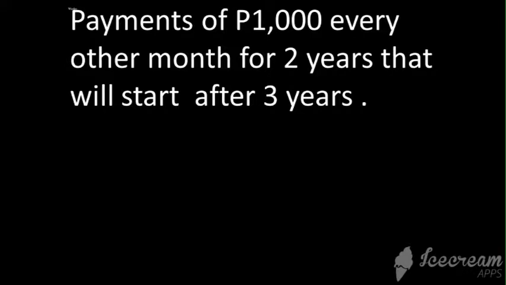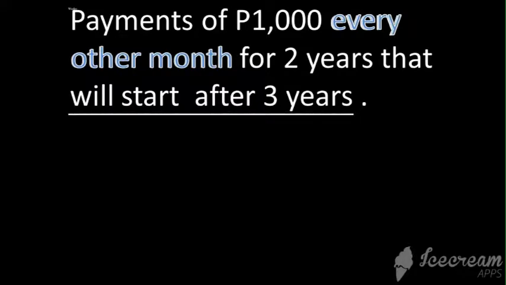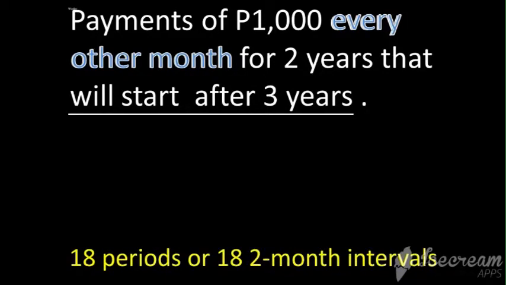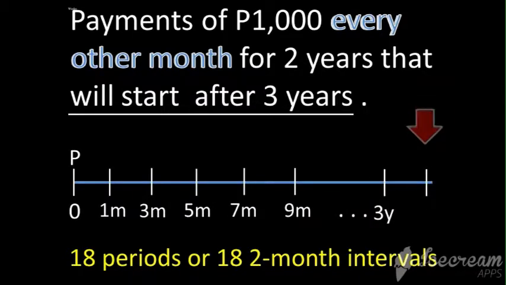Payments of 1,000 pesos every other month for 2 years that will start after 3 years. Every other month, it will start after 3 years. The answer is 18 periods or 18 2-month intervals. In our time diagram, the first payment will start after 3 years.